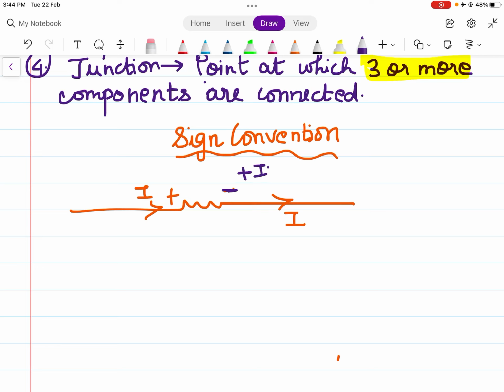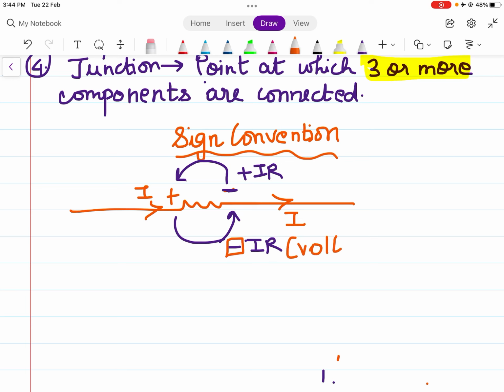So plus IR, and you have this as minus IR. So from negative to positive is plus IR, because from the lower side you are going to the higher side, and from positive to negative is minus IR. When you go from positive to negative, why is it minus IR? Because there is a drop in voltage.